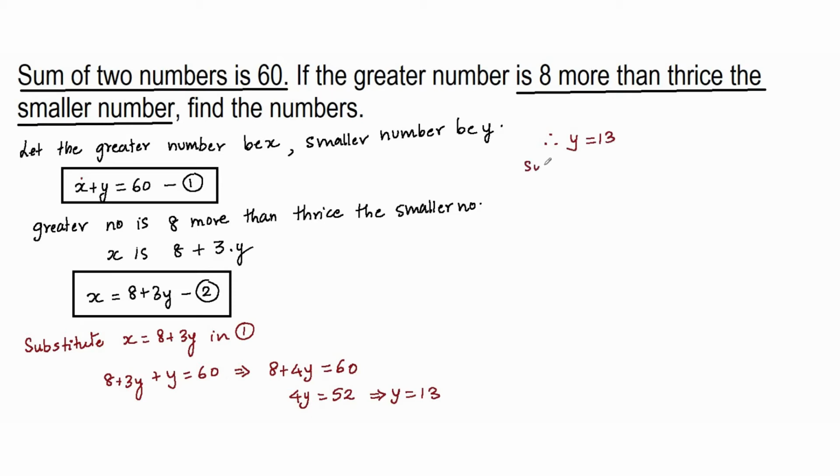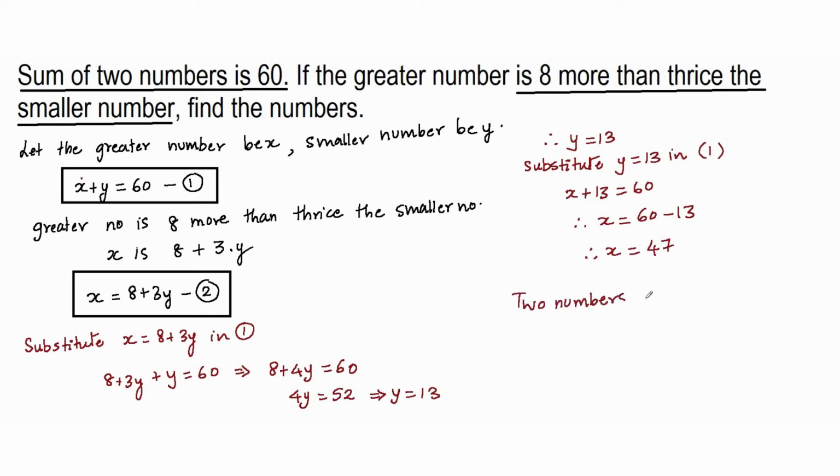And now let us substitute y as 13 in, say, either of the two equations. In the first equation, x plus 13 is equal to 60, which implies x is equal to 60 minus 13, and therefore x is equal to 47. So I can say the two numbers are 47 and 13.